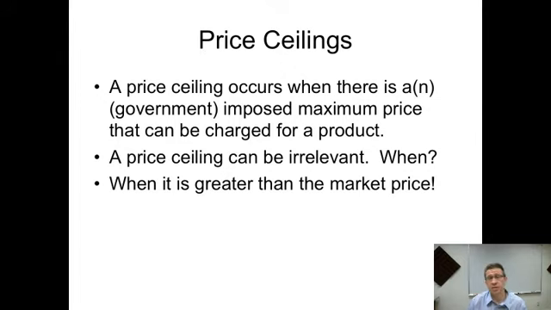In Selinsgrove, Pennsylvania, for instance, what if the government came in and said, for all one-bedroom apartments, you may not charge more than $1,000 a month in rent? Right? That's a price ceiling. The government is imposing a maximum price. However, I don't think there's a single apartment in Selinsgrove that rents for more than $1,000. That's a one-bedroom apartment, right? There's just not one. Now, if you're in New York City, this would matter, but not in Selinsgrove.